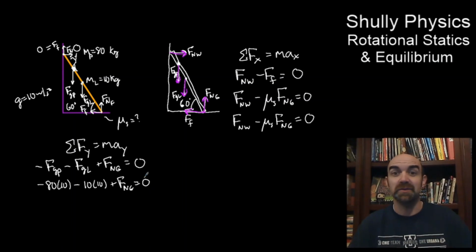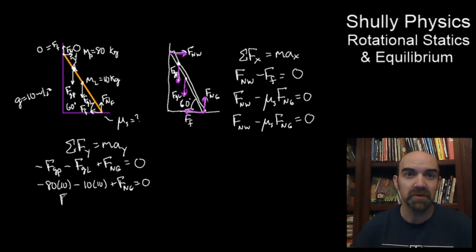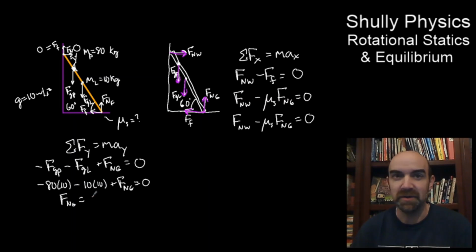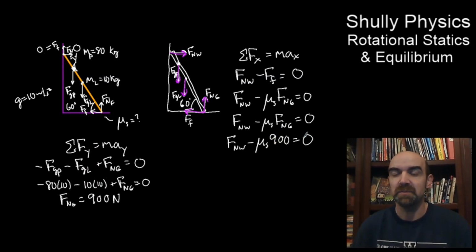Just like in any other translational equilibrium problem, all the down forces equal all the up forces, and if there's only one normal force, the normal force going up is generally balancing all the weight. So here we have the normal force on the ground would be equal to 800 plus 100, which is 900 newtons. All right, so we do have that one piece here. Plugging it in up here, normal force of the wall minus mu s times 900 equals 0.